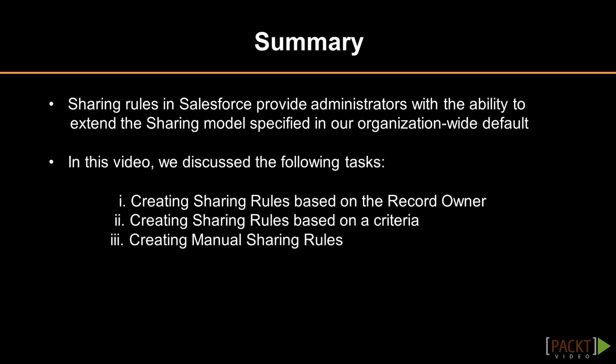As a recap, in this video, we discussed the following tasks. First, we created sharing rules based on the record owner. Next, we created sharing rules based on criteria. And finally, we created a manual sharing rule, sharing a specific record to a specific group of users or a user under a role. In the next video, we'll be discussing how to set up field level security to ensure that the right people will see the right information in a particular record.